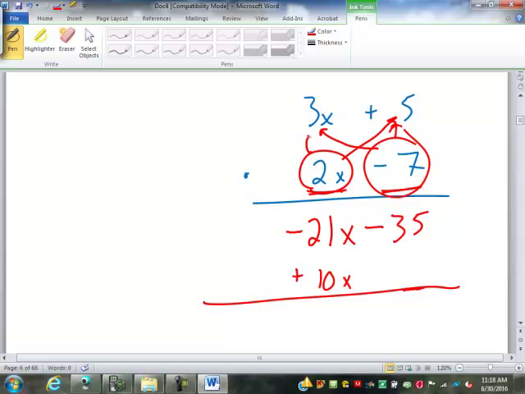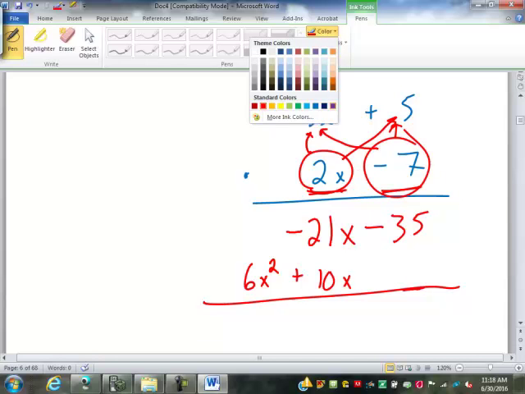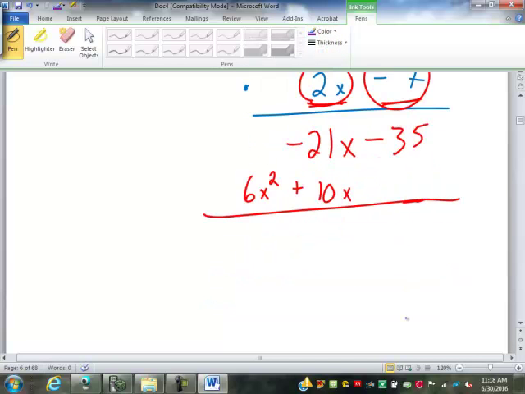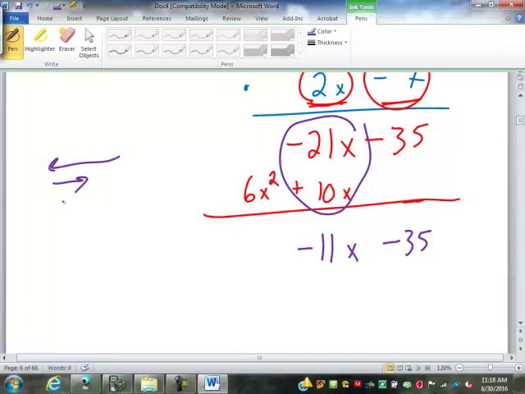Then we've got 2x times 3x is 6x squared. We do the 2 times the 3, but we also multiply the names. X times x is x squared. So we have negative 35 here. We have to combine the negative 21 and the positive 10x makes negative 11x. Negative 21, positive 10. Looks like that. And the 6x squared. Look familiar at all? A little bit? Okay.